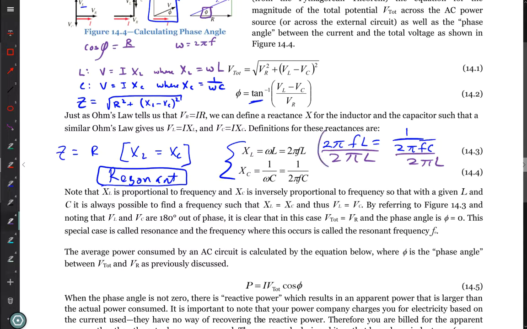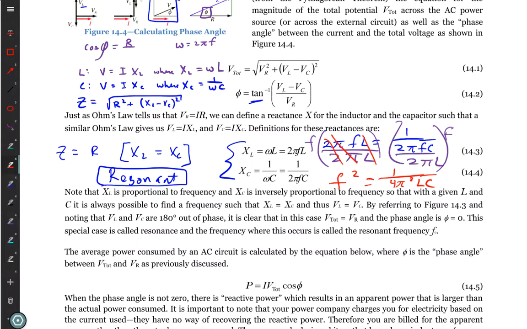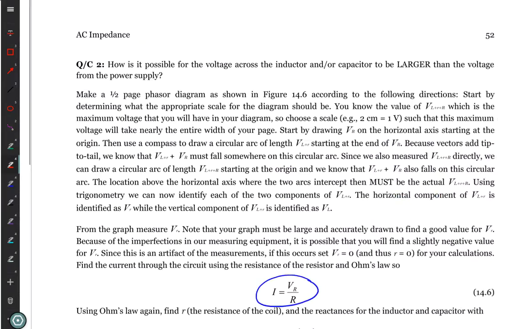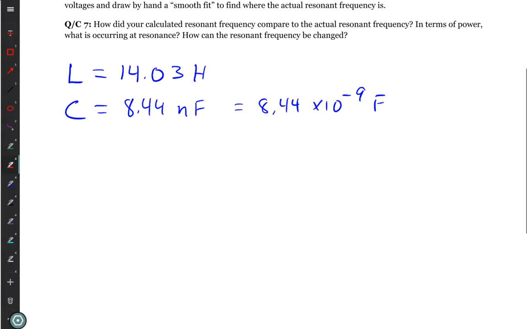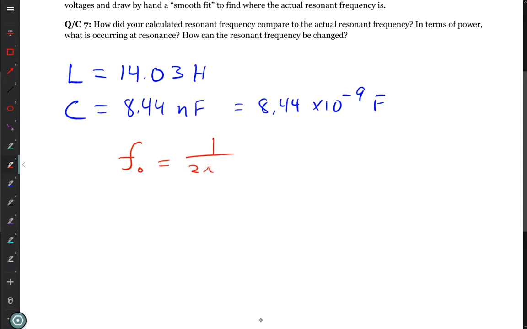And then multiply everything by F. And that's going to give me on the left-hand side F squared, and on the right-hand side, one over 4 pi squared LC. So now I just need to put that in the old calculator. Square rooting both sides, the resonant frequency is 1 over 2 pi square root of LC.